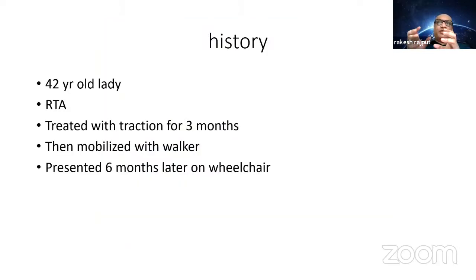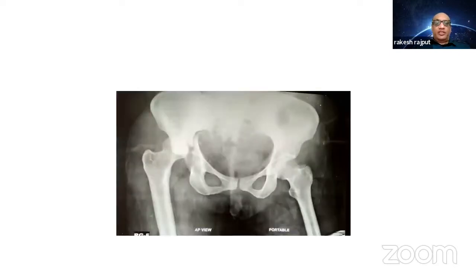Now, sometimes they present even later. Sometimes they have injuries which go up even more. So this is again a lady who was treated with traction for 3 months. So here it was identified, treated, and then mobilized with a walker. When she came to us, she was actually in a wheelchair, 6 months later, and look at her injury. So this was actually a transverse with posterior wall. So by this time, the transverse element to a large extent has healed, not fully united yet.